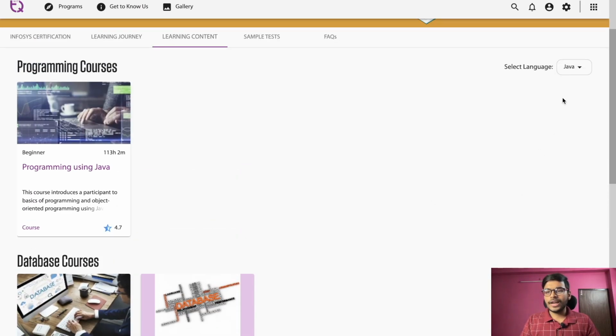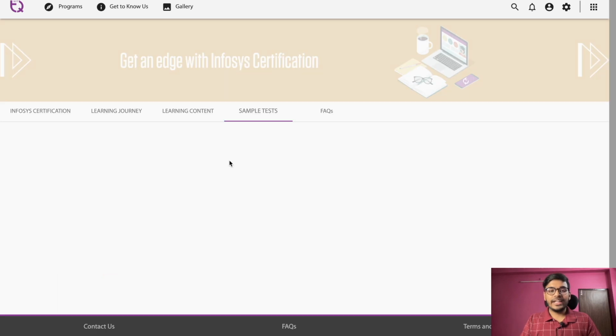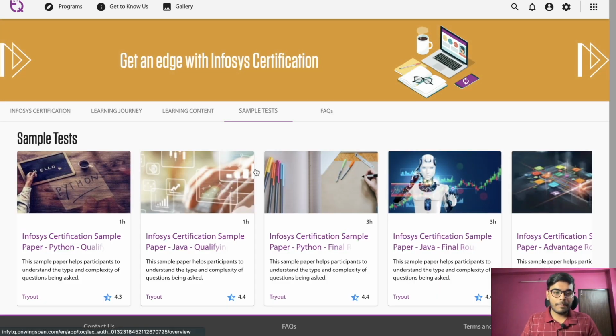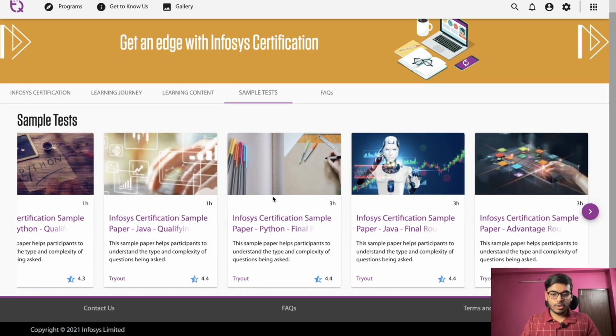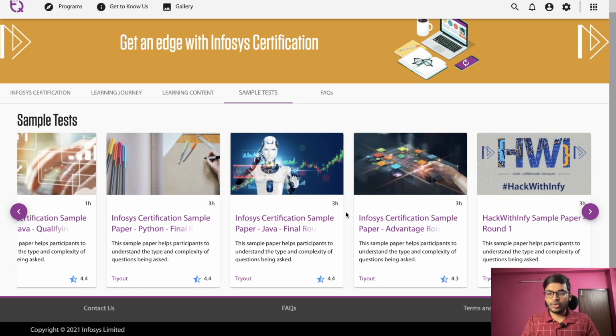If you go and select Python here, you can get the Python course as well. So you can follow the courses as well, right? Because there are lots of topics, and maximum topics can come from their courses because they are specifying those courses. And some sample tests are also there. You can give the sample test from here, like all the previous year questions are there. Hack with Infy questions are also there.